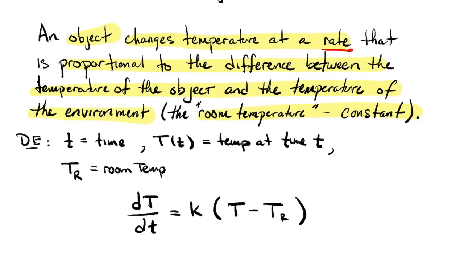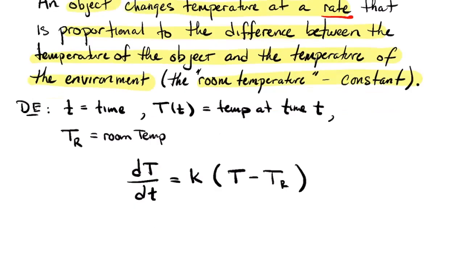Okay, so that sentence that's all highlighted in yellow above, as a differential equation, is written compactly like that, right? The change in temperature with respect to time is proportional to the difference between the temperature and the room temperature. That's Newton's law of cooling as a differential equation. And this differential equation is separable.